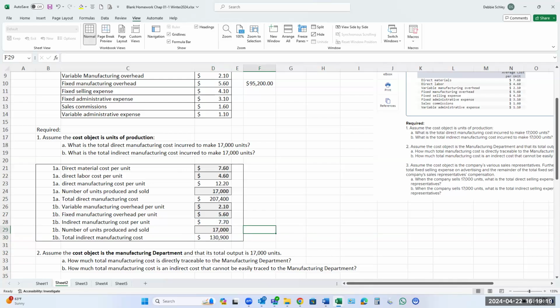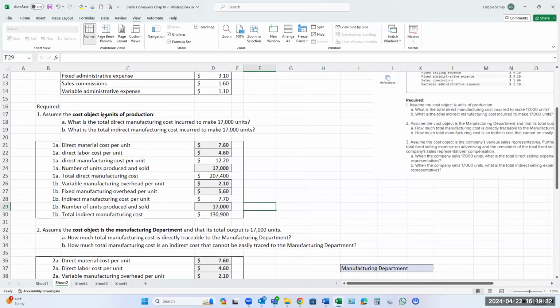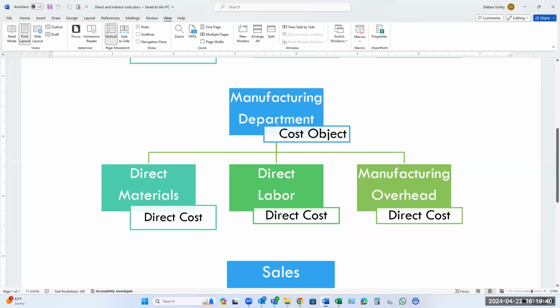Okay, now in question 2, now our cost object is the manufacturing department. So right, the first one, the cost object was the units of production, which I showed you here. So now the manufacturing department is our cost object.